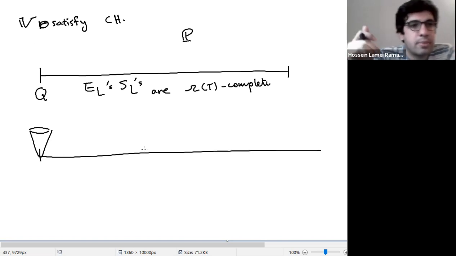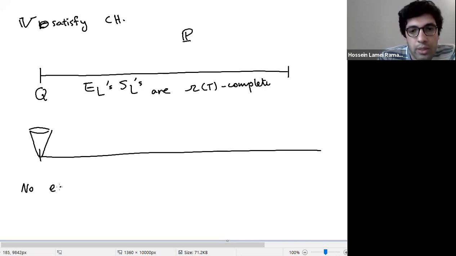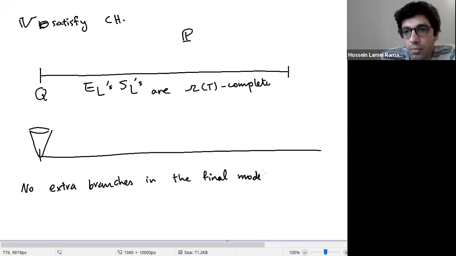But because this talk is taking a bit longer than what I was expecting, I'm not going to go through the proof. But the idea is, again, finding different kinds of lower bounds. So we're not going to add extra branches, and we're not going to add Aronszajn subtrees. So no extra branches, and also no Aronszajn subtree.